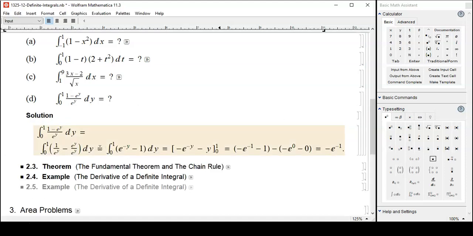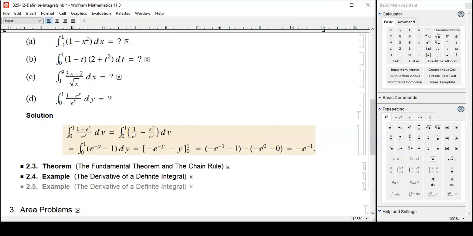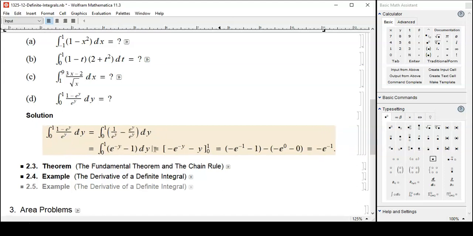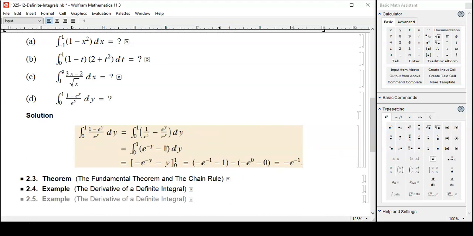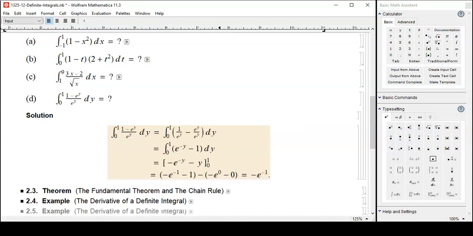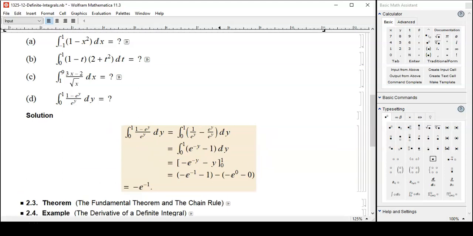What did I do here? Oh boy, this is terrible. Okay, what did I do here? First, separate the numerator. As a result, I got an exponential and a constant. Ready for the antidifferentiation here? Yes. Exponential and just a constant.